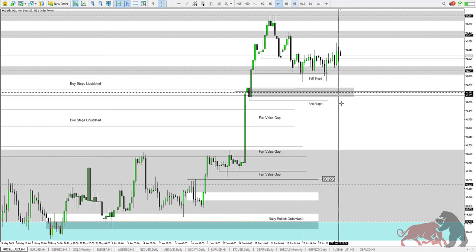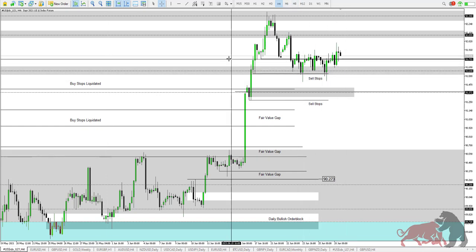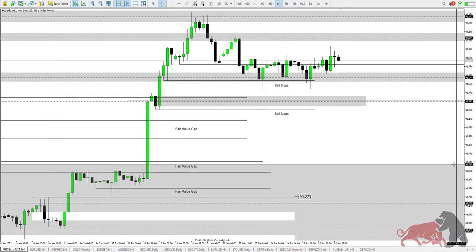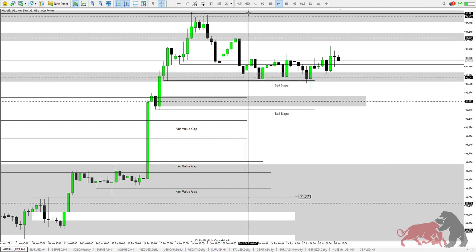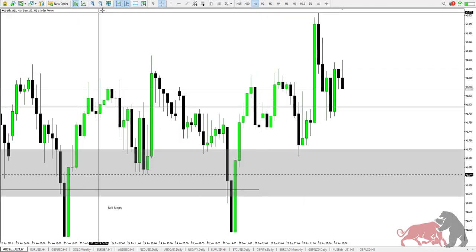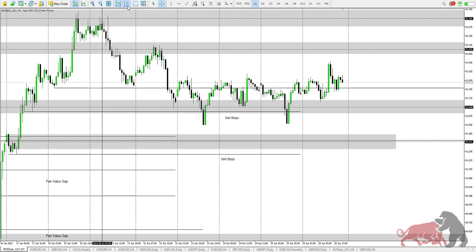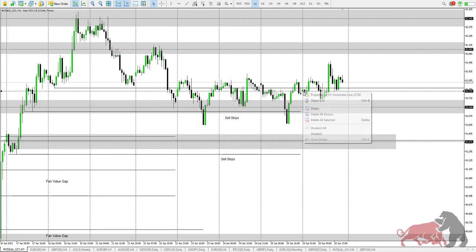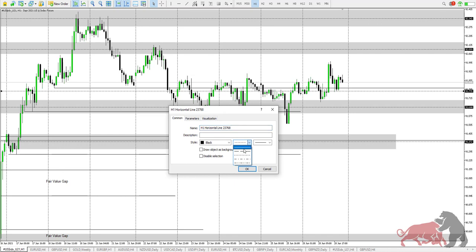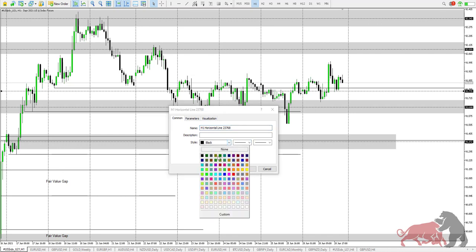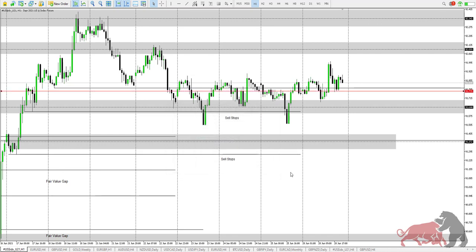So I'm expecting dollar to continue inside the range that we are seeing here as we head into NFP. So it's of great importance that you take note of the weekly open on dollar index. The weekly open is coming in right here, 91.770.